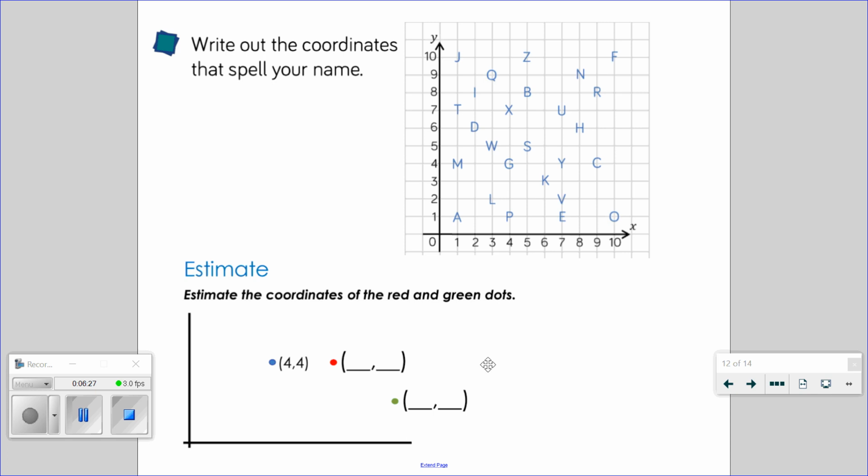And the next challenge is a bit of reasoning. If the blue dot is at position 4, 4, what could the red and green dot coordinates be?